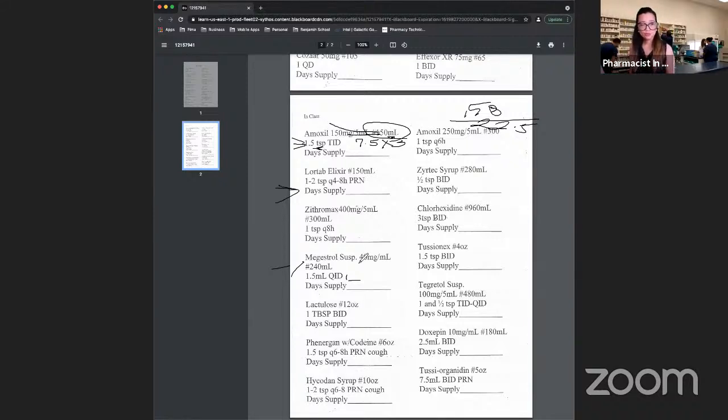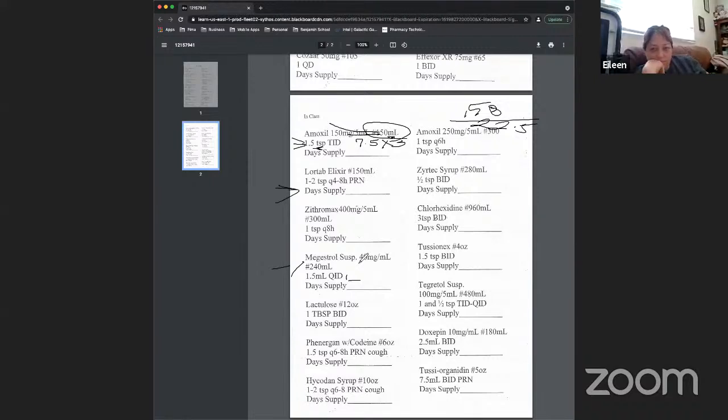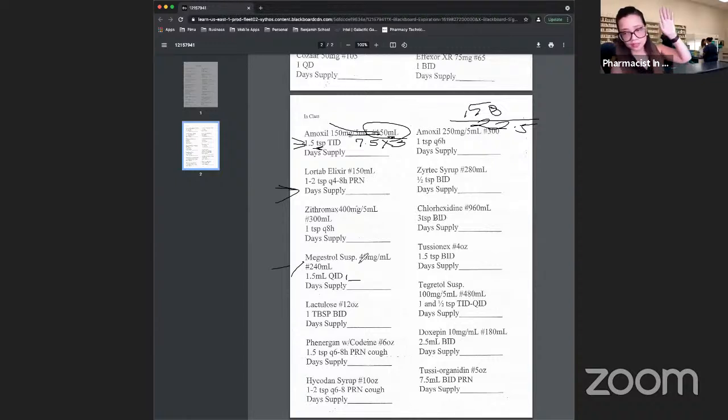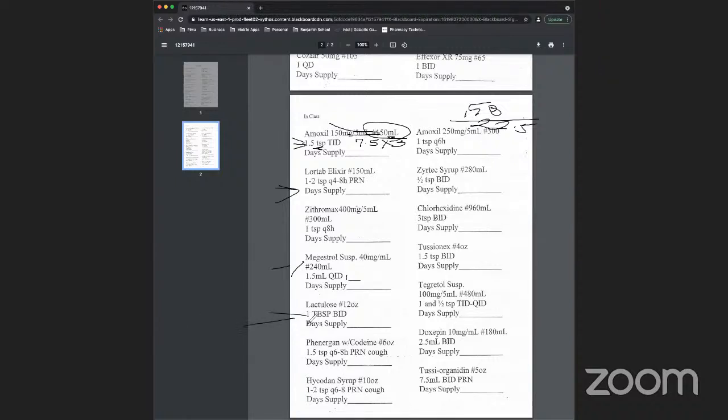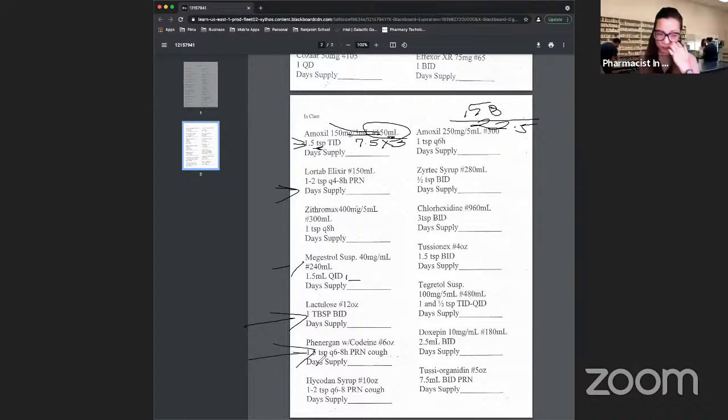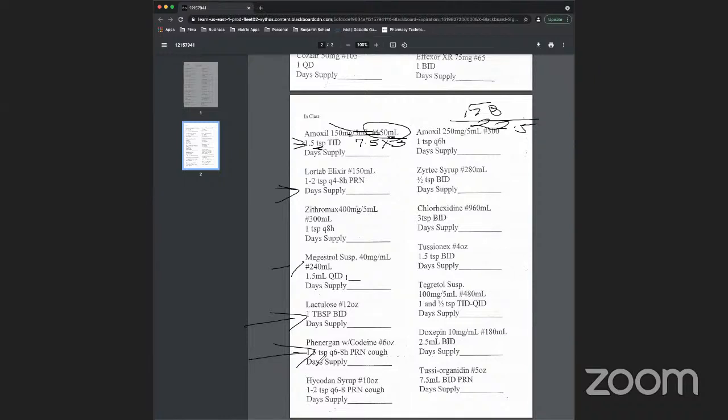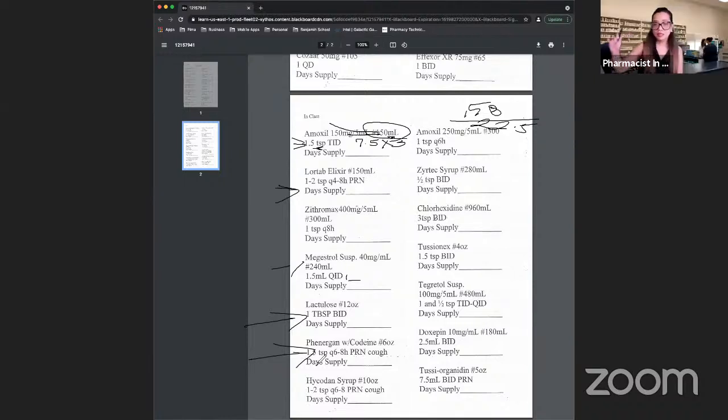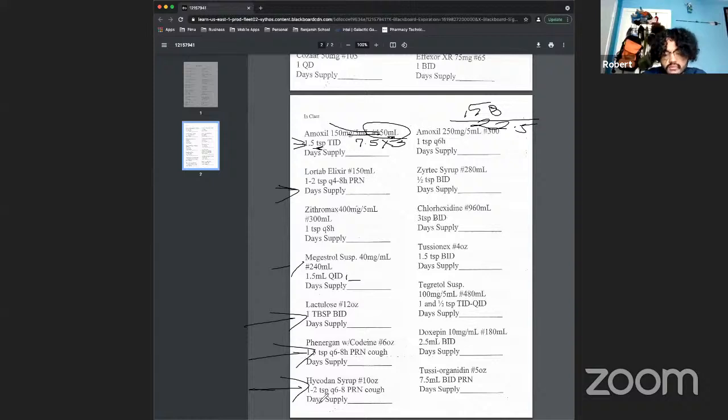Eileen, lactulose, 12 ounces. 12 days. Who says 12 days? Hands up. Okay. Ziri, are you good? Are you safe? Yeah, I'm safe. Okay. Phenergan with codeine. 6 days. Who says 6 days? Hands up. Back to you, Robert. Hycodan syrup, 10 ounces. 7 days. Who says correct?